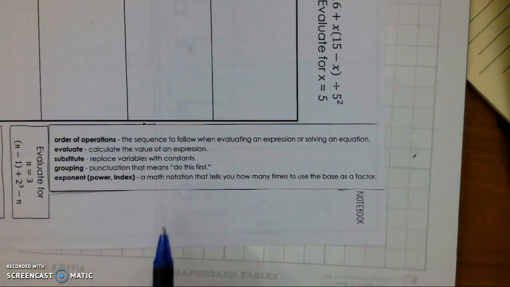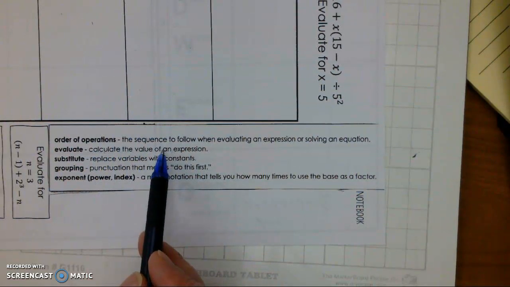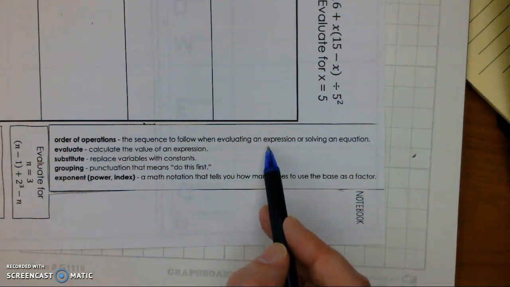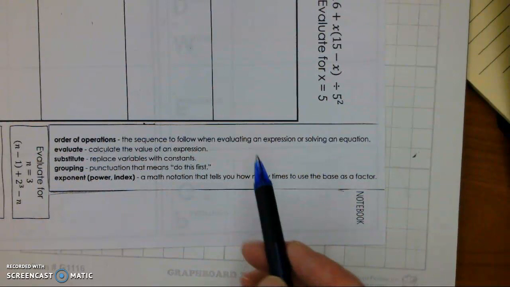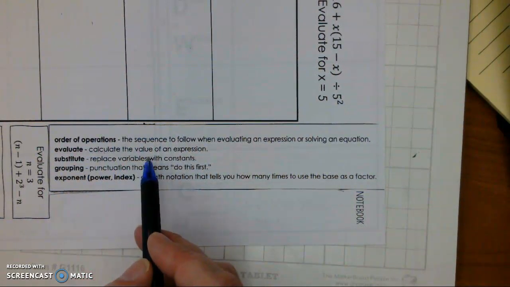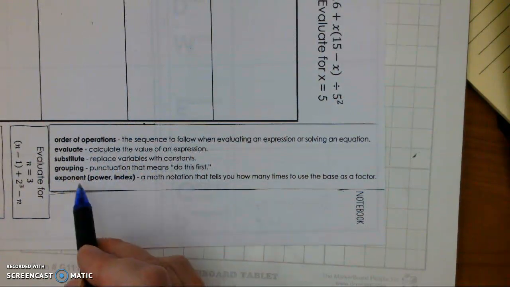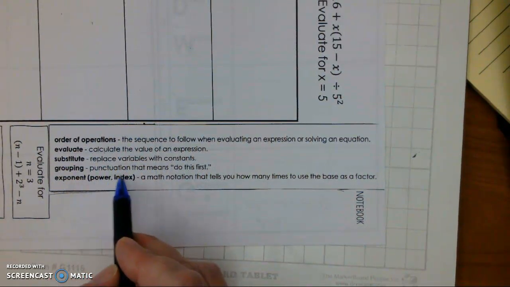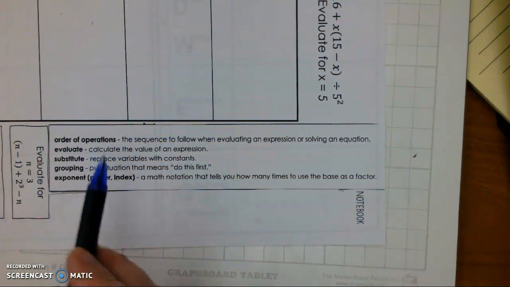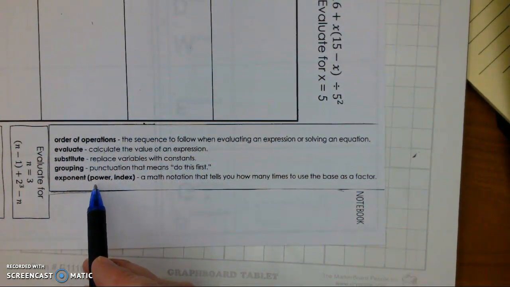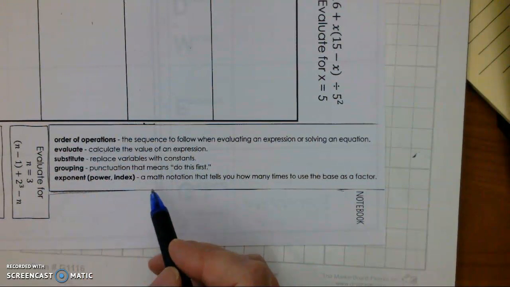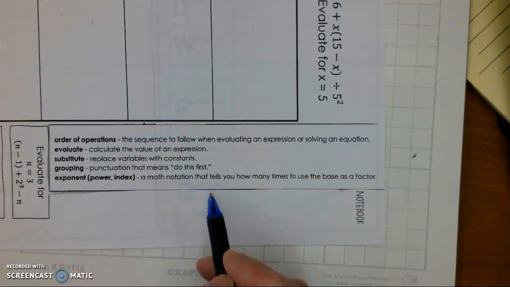You can use that. And then I just like to go over the vocab really quick. The order of operations is the sequence to follow when evaluating an expression or solving an equation. When you evaluate, you calculate the value of an expression. To substitute, you replace variables with constants. Grouping is punctuation that means to do first. Exponent, power, or index, is a math notation that tells you how many times to use the base as a factor.